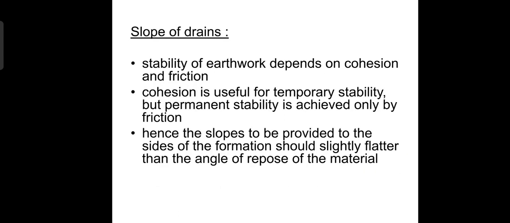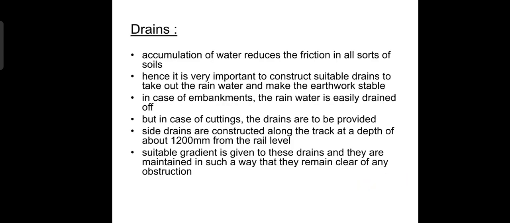Stability of earthwork depends on the cohesion and friction. Cohesion is useful for temporary stability, but permanent stability is achieved only by friction. Hence, the slope to be provided to the sides of the formation should be slightly flatter than the angle of repose of the material.